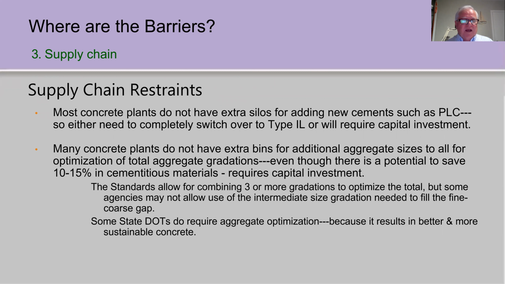The other barrier we have is supply chain issues. A lot of concrete plants don't have extra silos for adding new cements. So they either have to not use it or completely switch to it, or they have to make a capital investment to put in extra silos for materials. And concrete plants often don't have the extra bins for additional aggregate sizes to allow them to optimize the gradations. Even though they could save 10 or 15% of their cement, it requires some capital. Some of the modern plants in urban areas have these facilities, but often the rural plants don't.